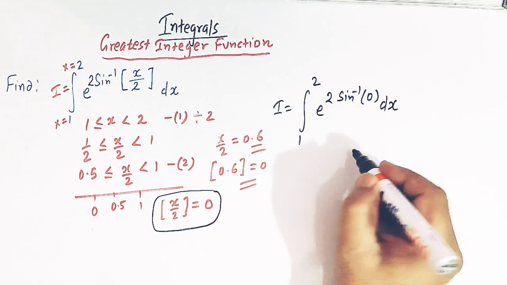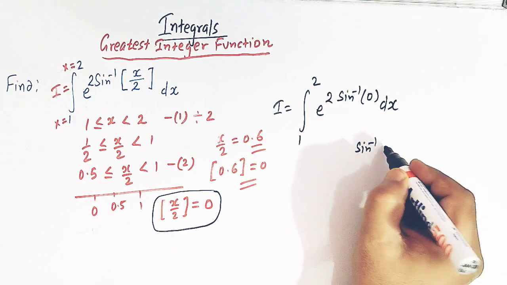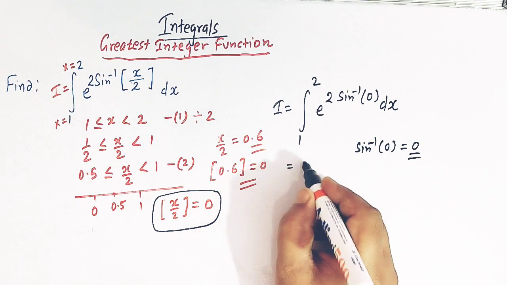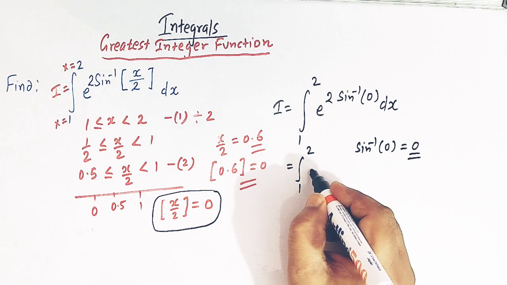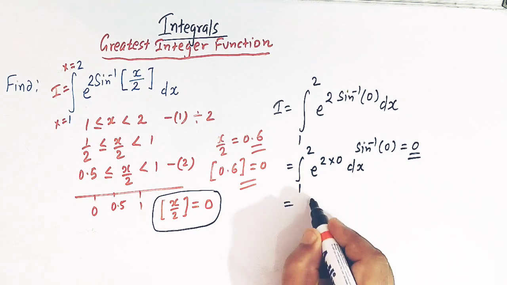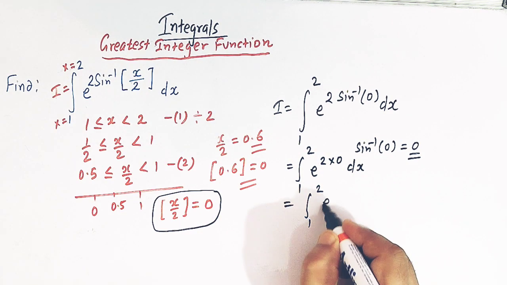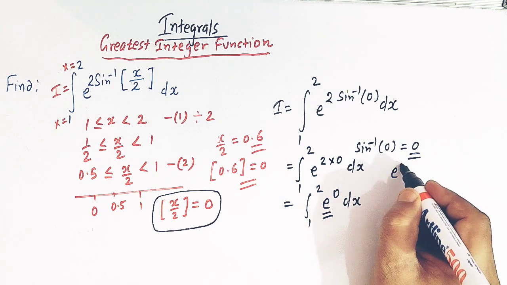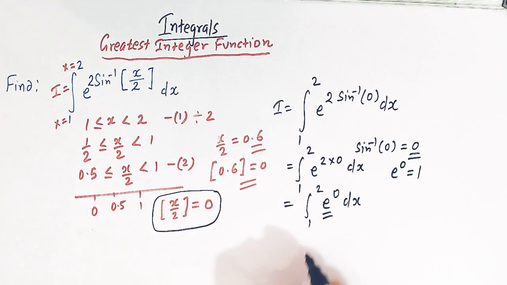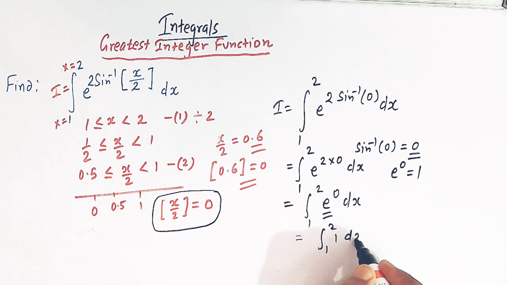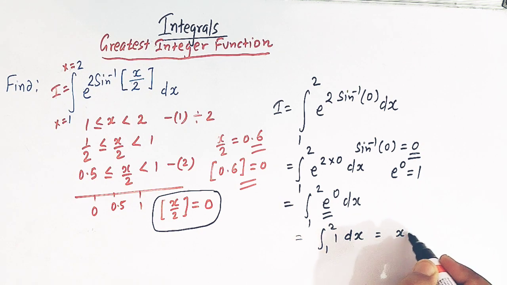We know that the value of sine inverse of 0 is equal to 0. So we have the integral from 1 to 2 of e raised to 2 times 0, which is e raised to 0. E is the exponential number, and we know that e raised to 0 is 1. So we have the integral from 1 to 2 of 1 dx, and the integral of dx is simply x.